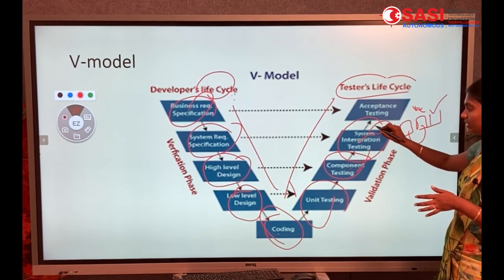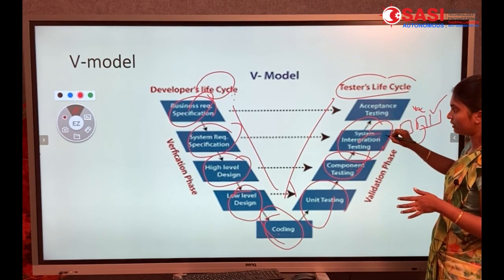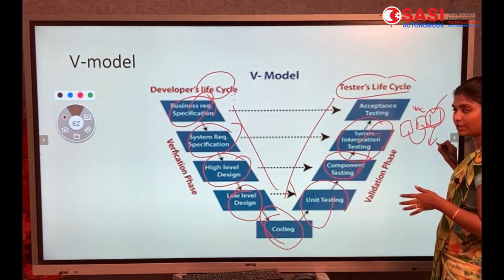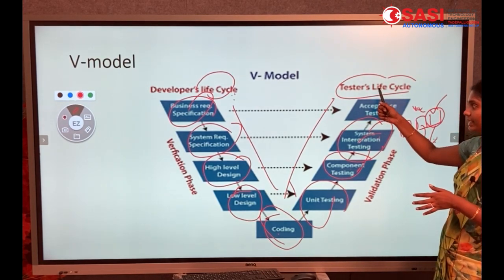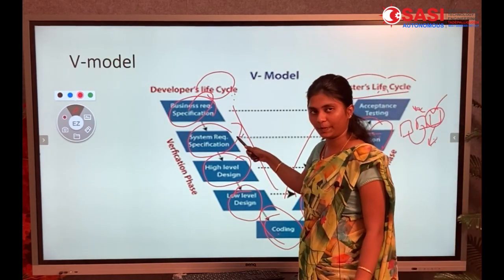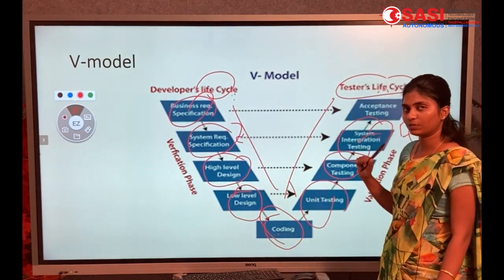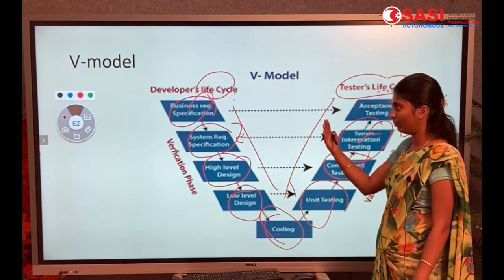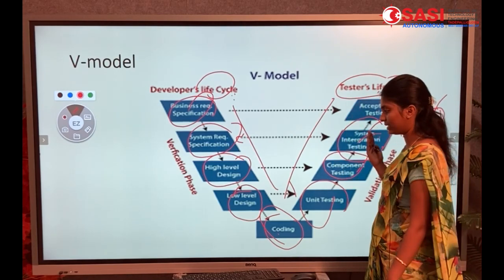It will go on through the system integration testing. After that, it will go to the acceptance testing, which is unique and is accepted by the tester lifecycle. Here we have the business requirement specification, so these two are the small differences. Coding is common to the V model for both the developer side as well as the tester side.